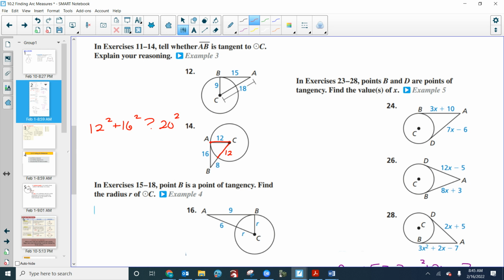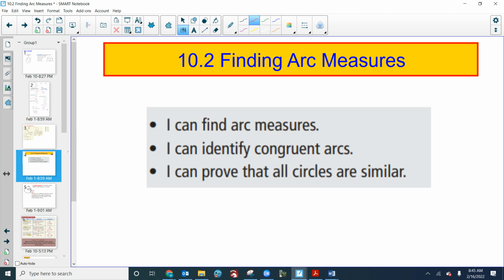Other homework questions? All right. 10.2 is called finding arc measures. Where in real life have we heard the word arc in that context? What's that? Arc marks, yeah. For angles. What about in real life? Like not outside, so outside of math class. Like in a house. In a house? Like where? In like a doorway or something.